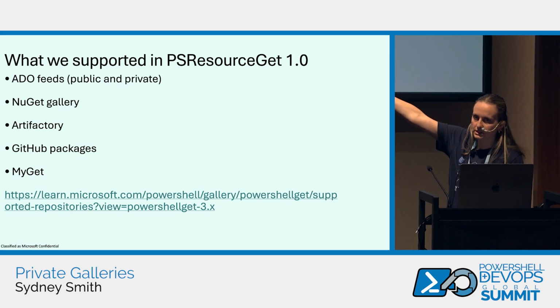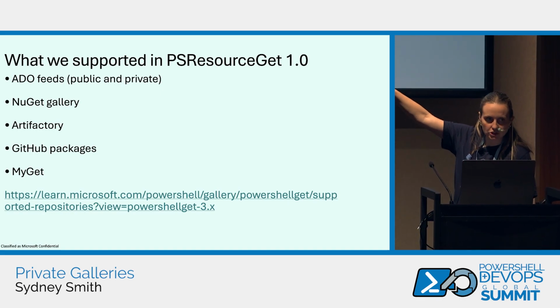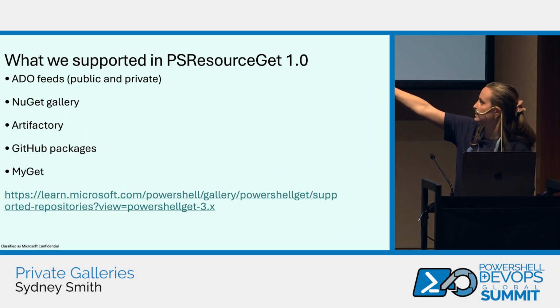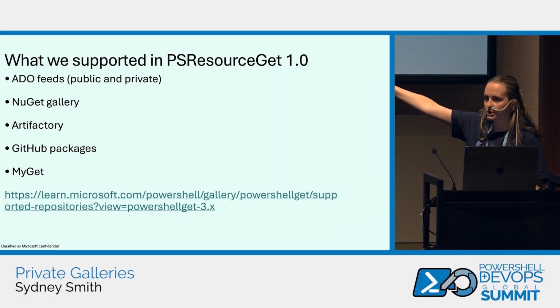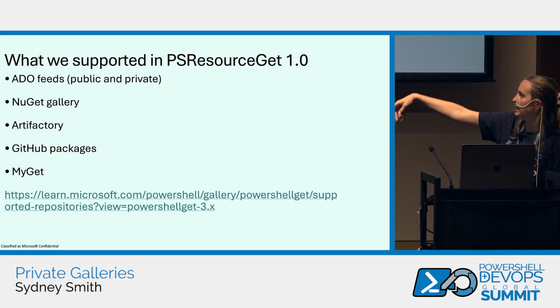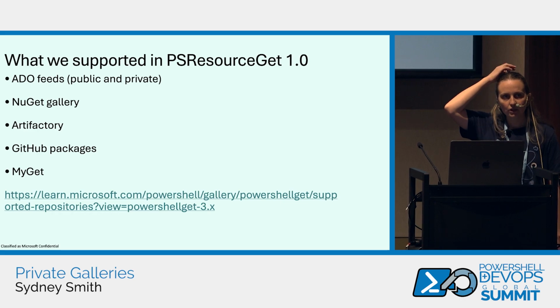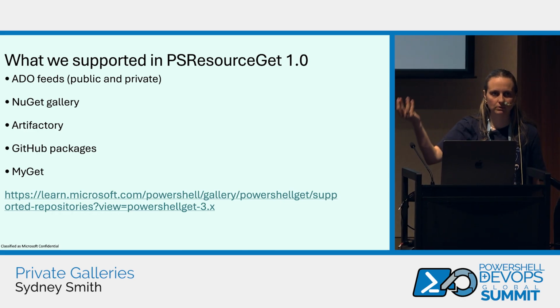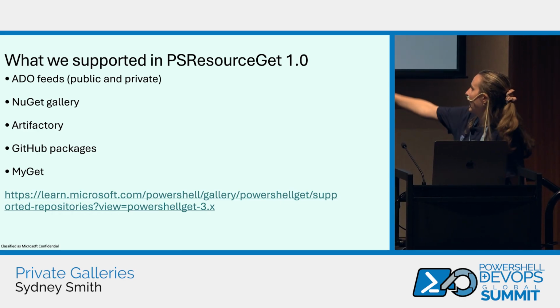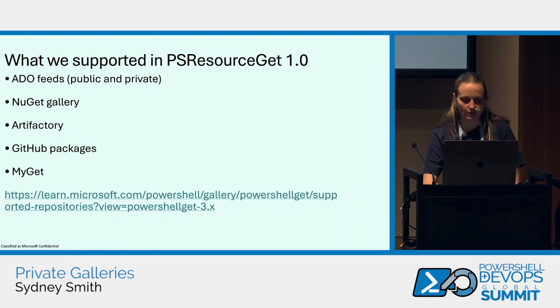But Artifactory is supported, again V2 and V3, that's JFrog, which is also what it's called. GitHub Packages, again, public and private is supported, and then MyGet is another repository that's supported. There are other things like file shares and whatnot that are supported. I included a link to this doc. I'm going to show it.